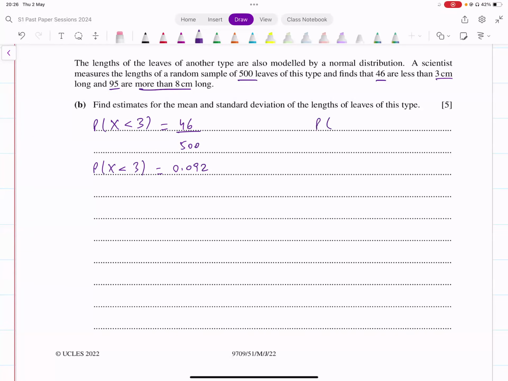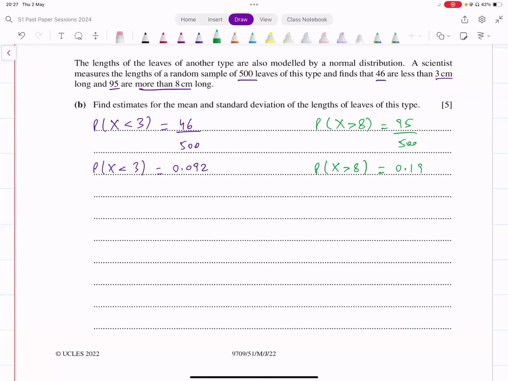Similarly, they're saying the probability that a leaf is more than 8 centimeters long. That means the probability of x being greater than 8 is equal to 95 over 500. That gives us the probability of x being greater than 8. That's 95 over 500. That's 0.19.